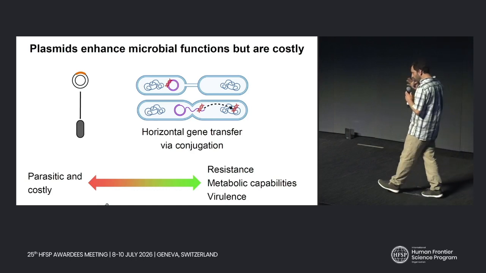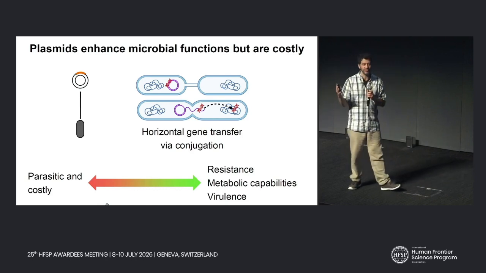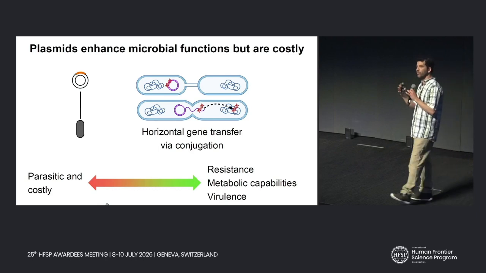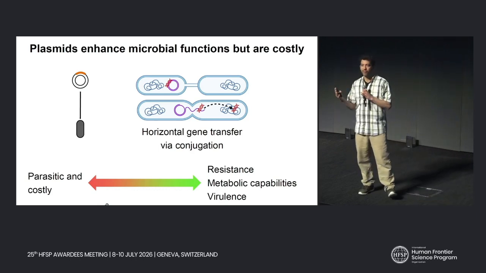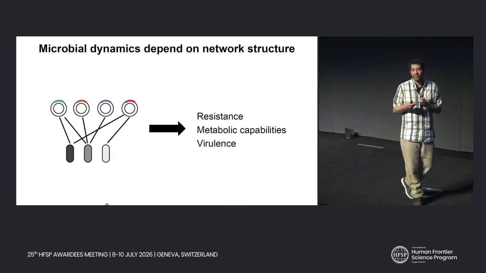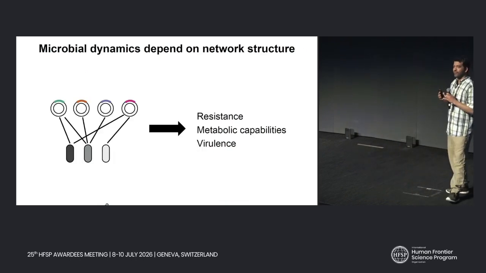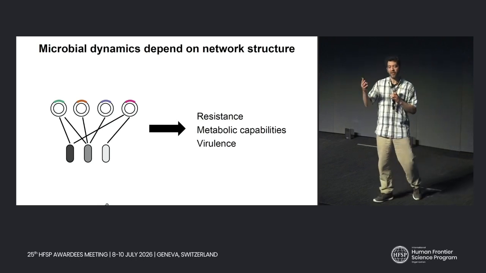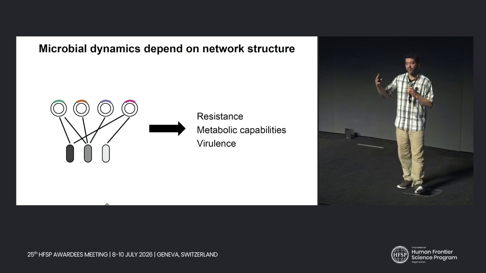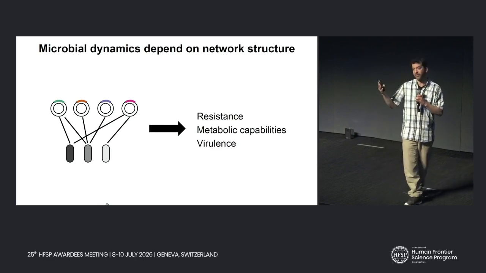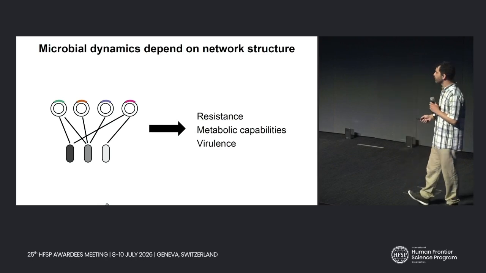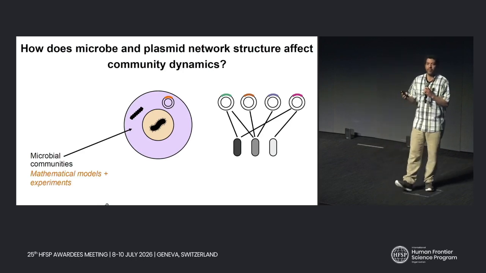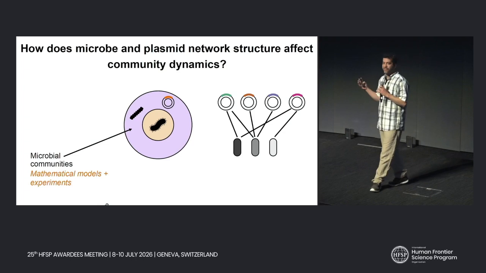Because this is so important, there's been tons of research into plasmid-bacteria interactions, but typically on a one-to-one scale. So it's one plasmid, one bacterium, maybe a few. But in nature, these entities form huge networks of interactions. And it is the structure of the networks that determines the dynamics and eventually determines the function, such as resistance to antibiotics.